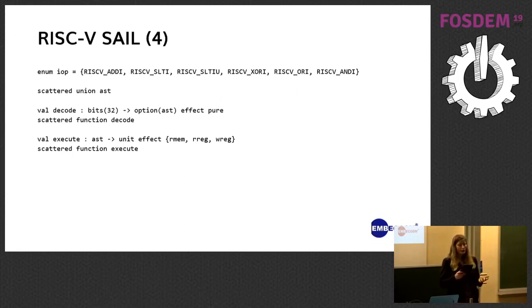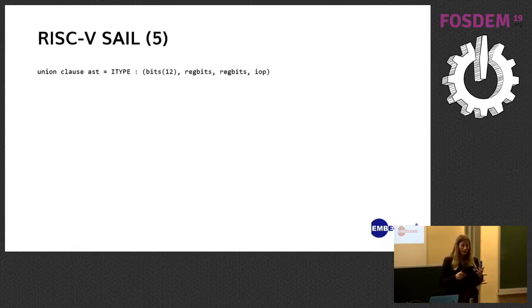We first give types for the execute and decode functions and declare them as scattered functions, as well as the AST union. Now we provide the clauses for the add immediate AST type, as well as its execute and decode clauses. We can define the decode function by directly pattern matching on the bit vector representing the instruction.